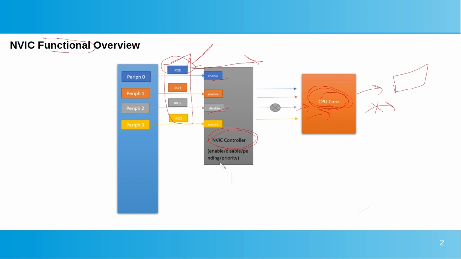NVIC allows as well defining the priority of each interrupt line separately. Based on those functionalities, we can see how important and critical the role of the NVIC is to handle and manage the different peripherals' interrupt lines.